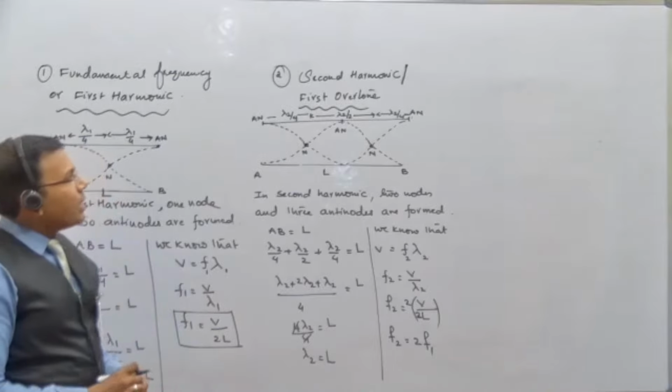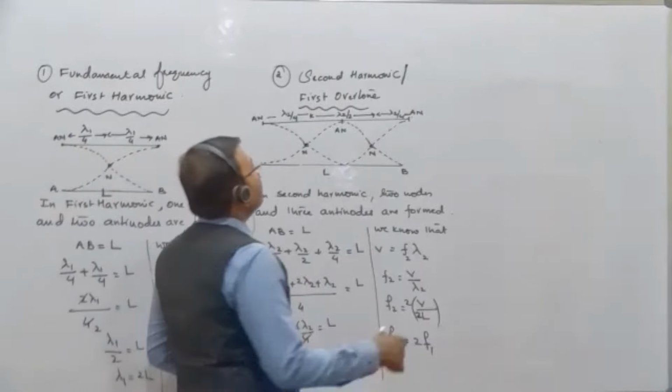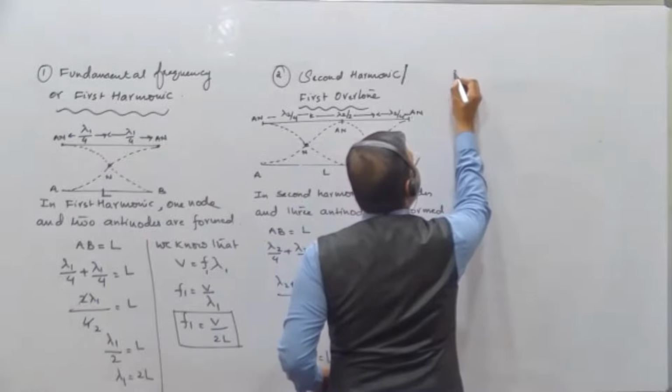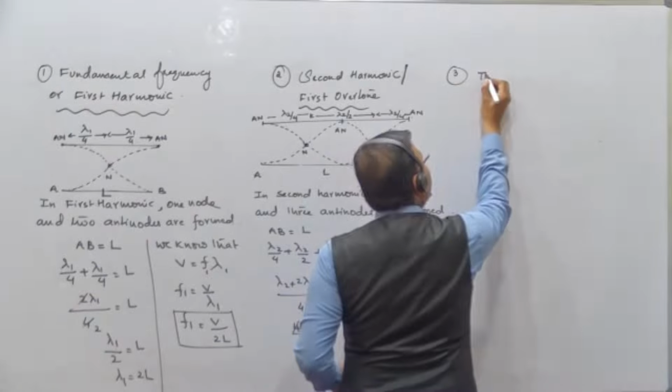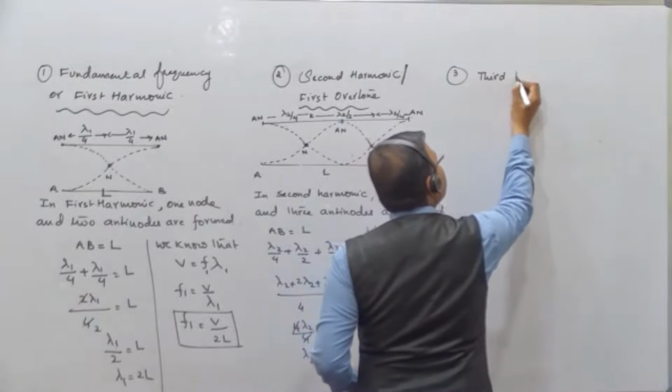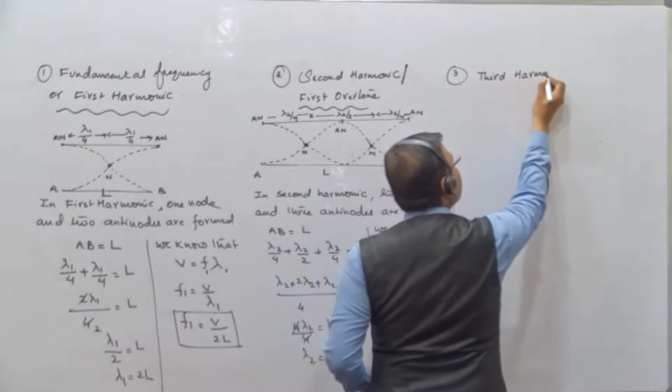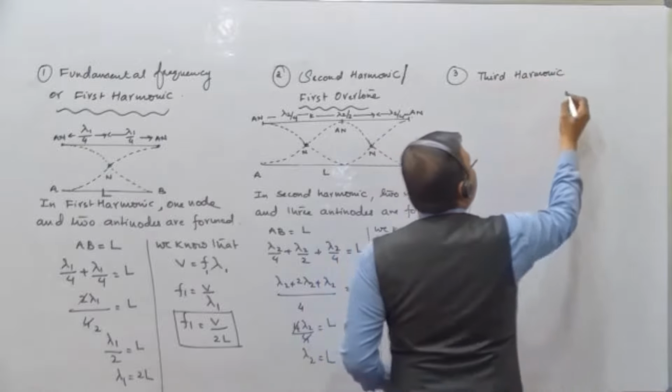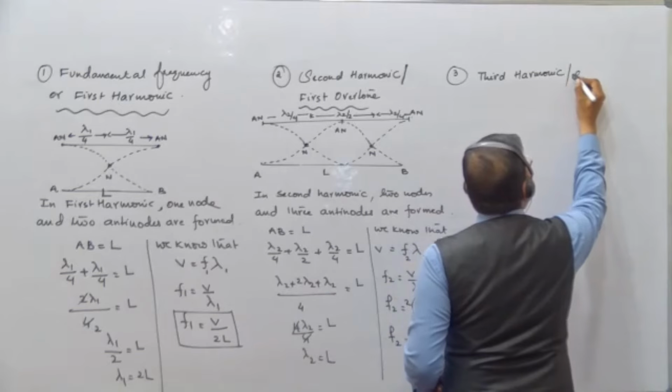So let us go for the another situation. Third one. Third harmonic. Or this is also called the second overtone.